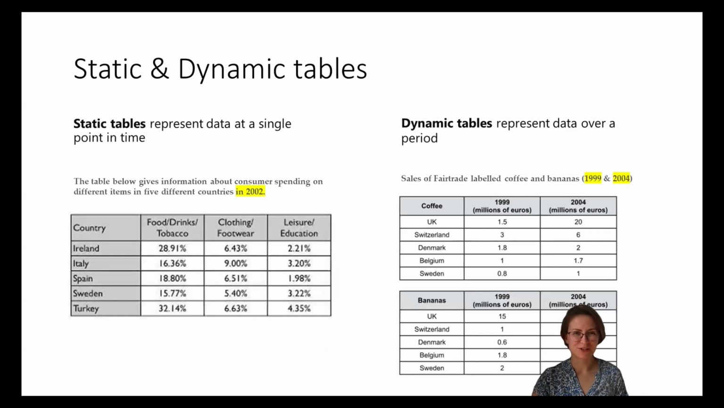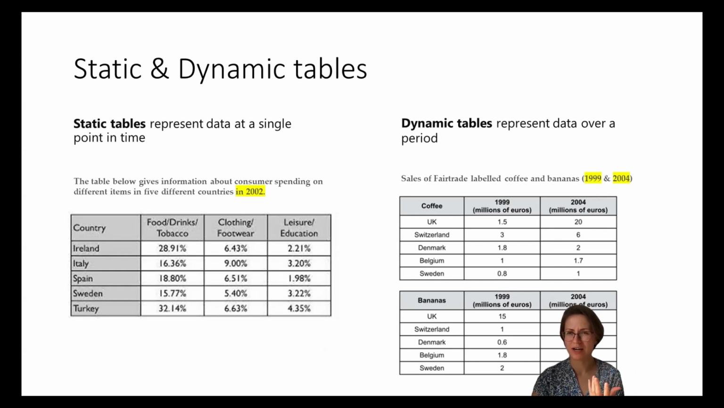So, what do I mean by a static table? Well, there are actually two kinds of tables. Static tables represent data at a single point in time. Like the table you can see on your left gives us some information about 1 year, namely 2002.